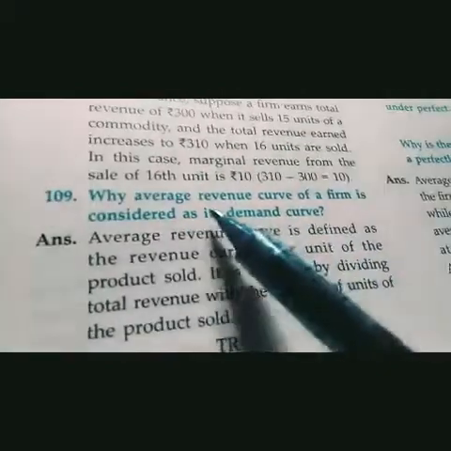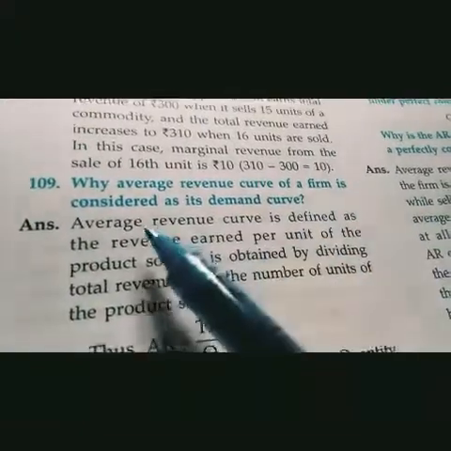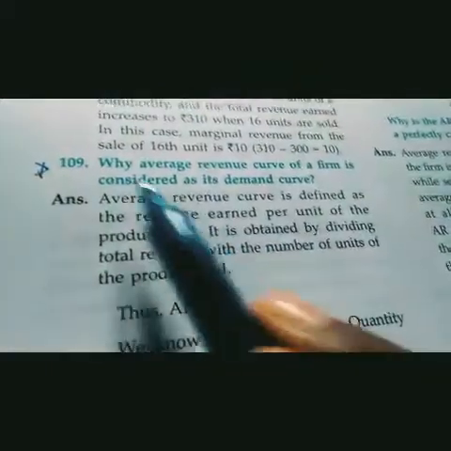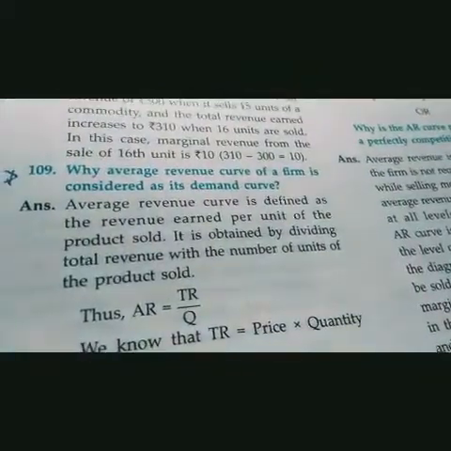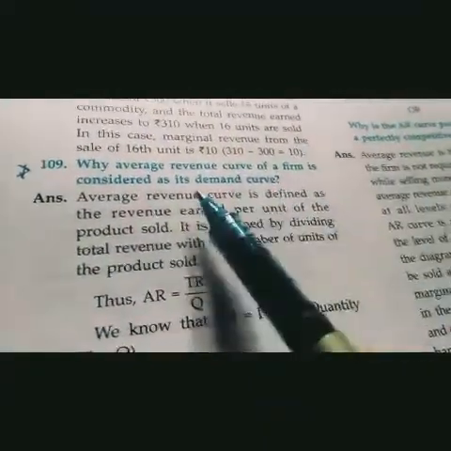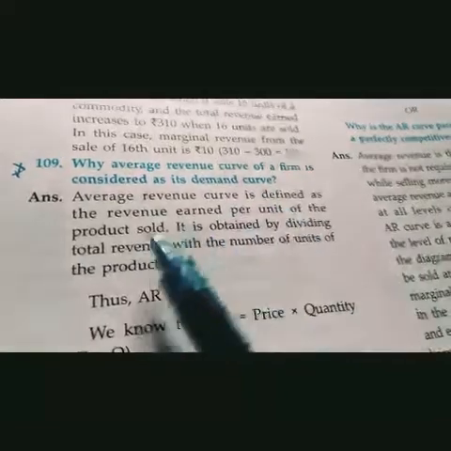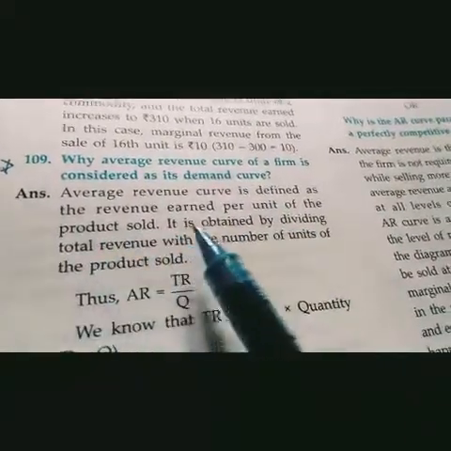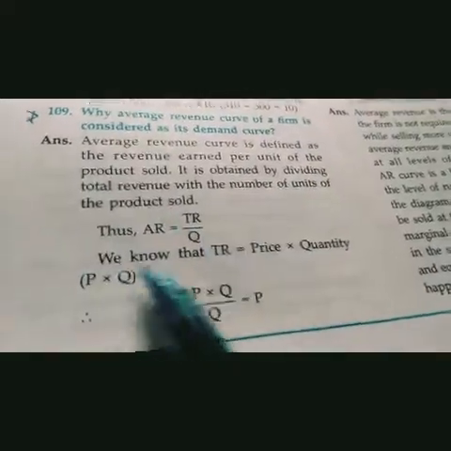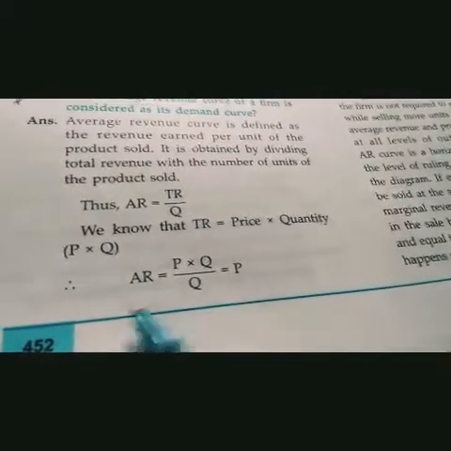A question which keeps on coming, which is on page 432: why is the average revenue curve of a firm considered as the demand curve? Very important question. It keeps coming. Just now we got to know that the average revenue curve is nothing but the price. Again, a question may come that why it is called the demand curve also. So the average revenue curve is defined as the revenue earned per unit of the product sold. It is obtained by dividing, that means the formula, and we got to know that AR is equal to P. Just now I showed you.